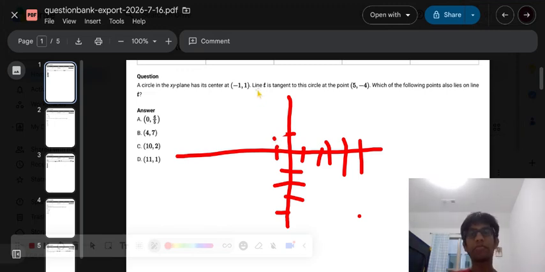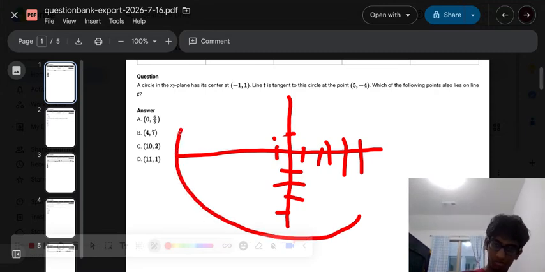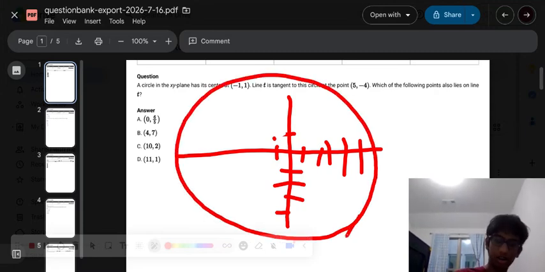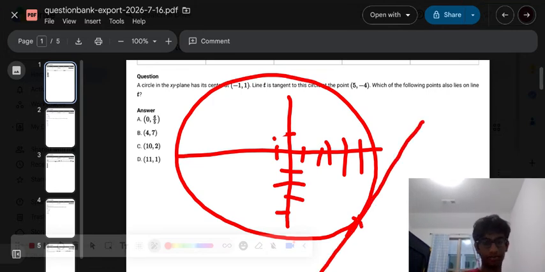How do we know this? Well, what is a tangent line? A tangent line is a line that touches the circle at only one point. And that one point is 5, negative 4. So that means that 5, negative 4 is both a point on the circle, but also on the tangent line. So let's try and draw the circle as best as I can. This is your point right here, and the tangent line would look kind of like this.